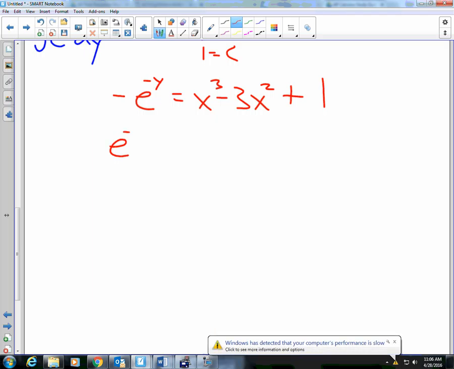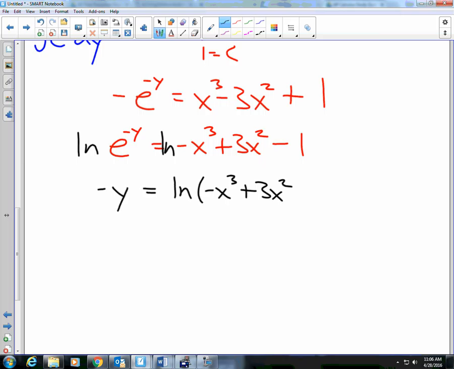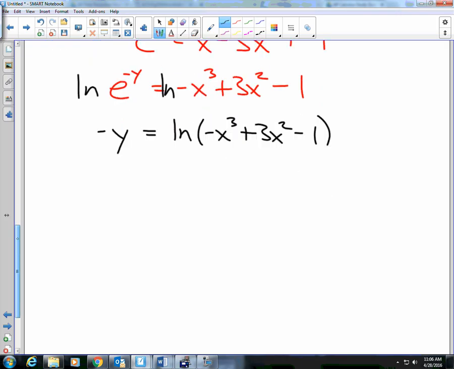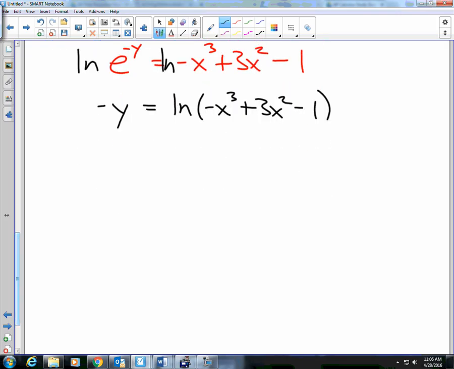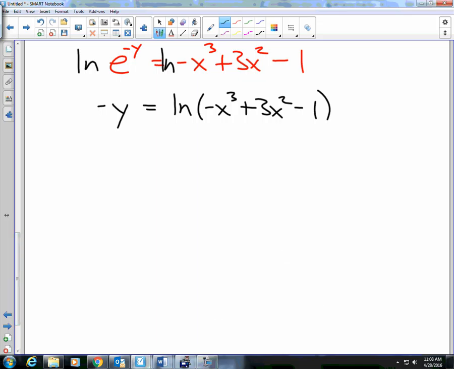e to the negative y is equal to negative x to the third plus 3x squared minus 1. How do I get rid of e? Natural log both sides. Negative y is equal to the natural log of negative x cubed plus 3x squared minus 1. Okay, so I get rid of the negative by y is equal to the negative natural log of negative x to the third plus 3x squared minus 1.